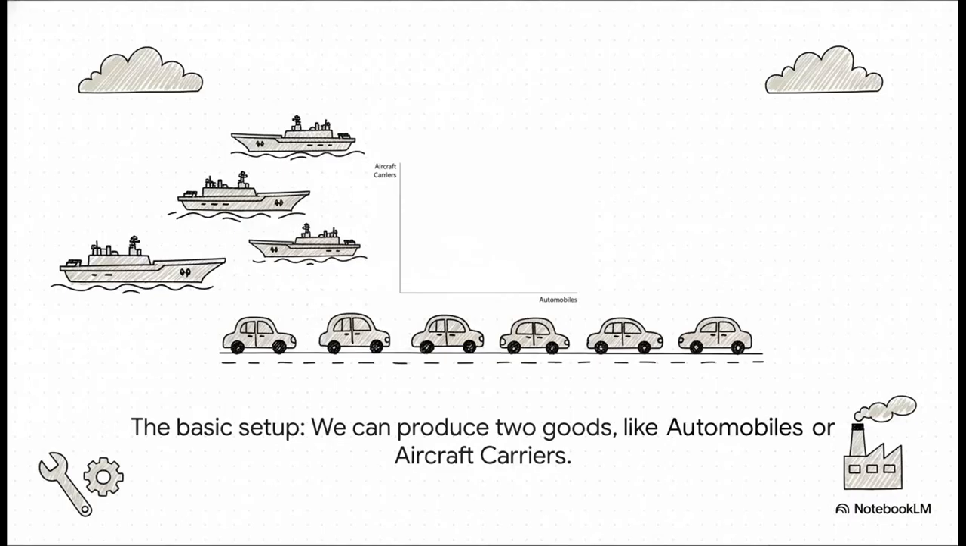So, how do we see this? Well, we use a super simple graph. On one axis, let's put one product, say automobiles. And on the other axis, we'll put something totally different, like aircraft carriers. There we go. That's the setup for our little imaginary economy.